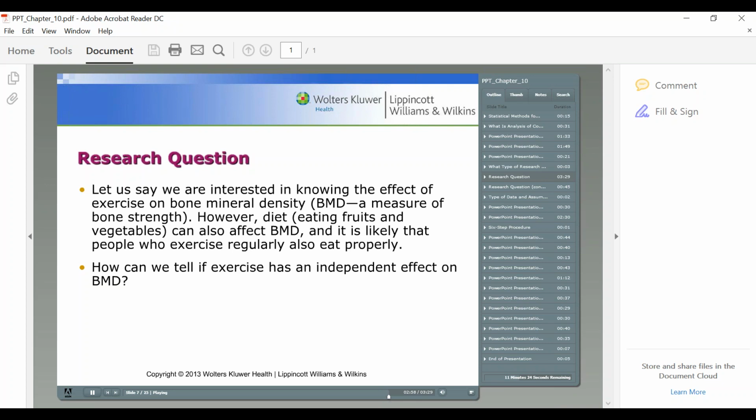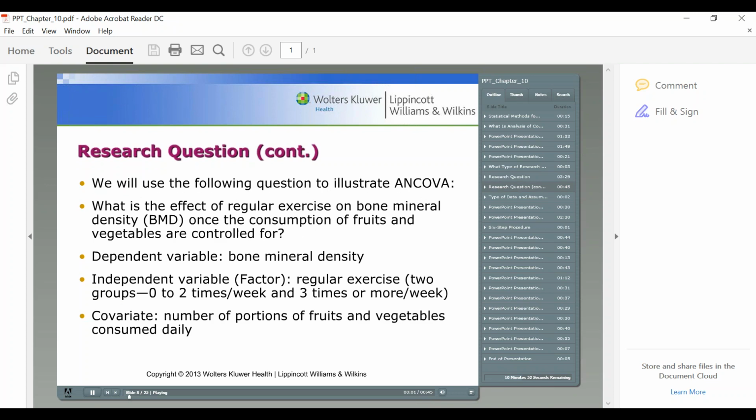And how do we know diet affects bone mineral density? Like I said, this is through an understanding of the literature that there is a relationship between diet and BMD. We know that, but we're also going to test for it statistically in our analysis just to prove or confirm that the relationship or correlation does exist. So our question is, how can we tell if exercise has an independent effect on BMD when controlling for diet?